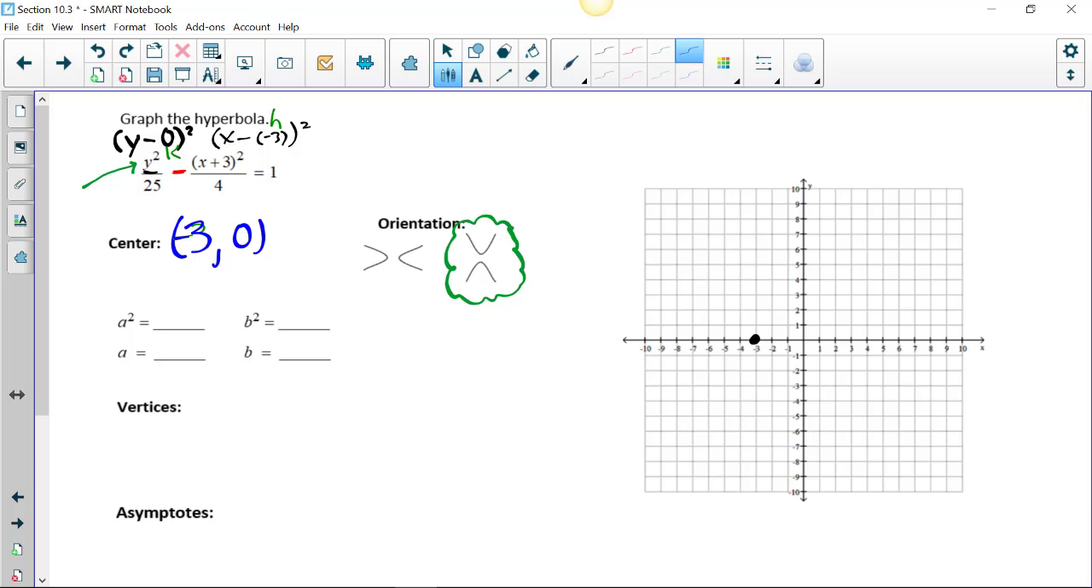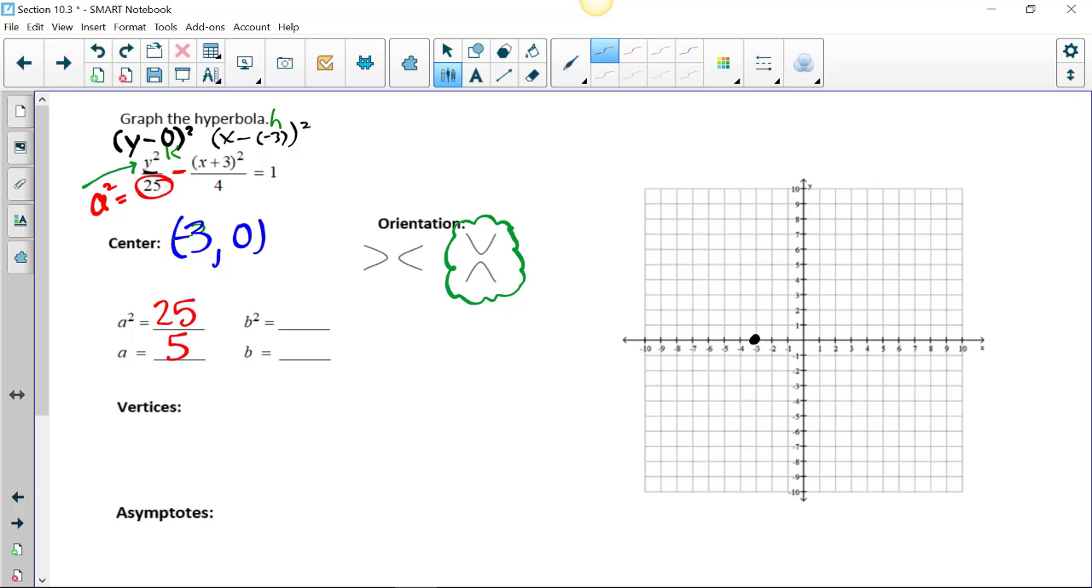Okay, so I know I'm going to go up and down a certain number of units to get to the vertices. Well, those units would be whatever a is. So a squared is either 25 or 4. Okay. Well, in a hyperbola, a squared is always the first one, not the larger one, the first one, although 25 is larger now. So a squared is 25, that means a is 5. So that means we are going 5 units up and down to get to each vertex.